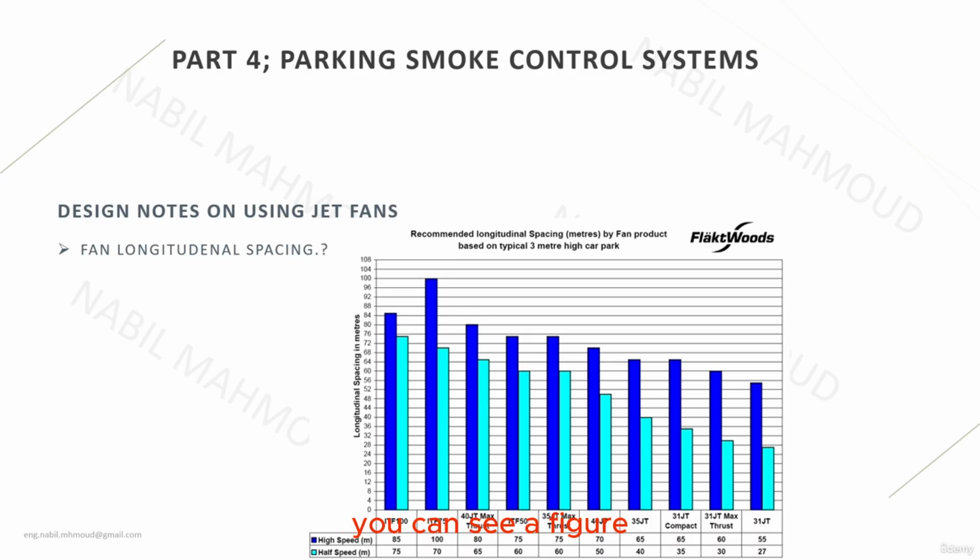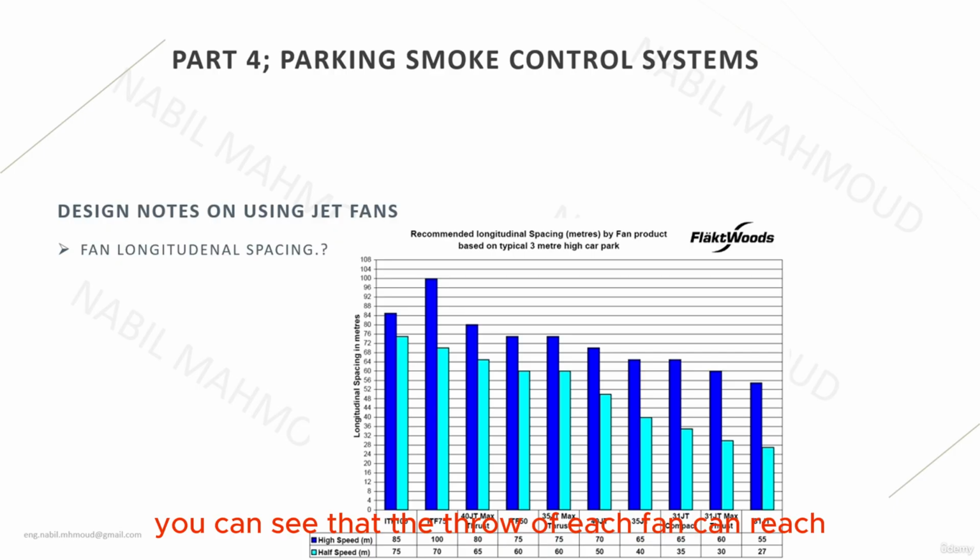However, in this figure you can see the recommended longitudinal spaces in meter by the same fan manufacturer, which is Flactode, and this is based on a typical 3 meter high car park. These are the same models, and the table below each model represents the high speed longitudinal spacing in dark blue and the low speed or half speed in light blue or in cyan color.